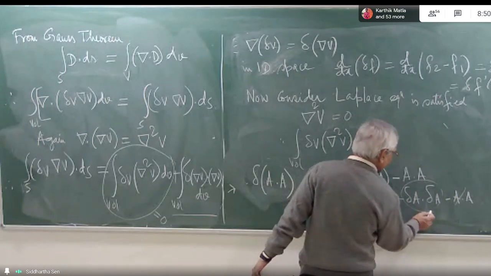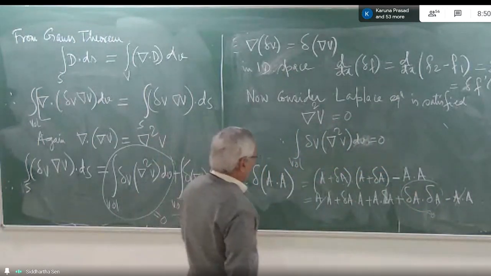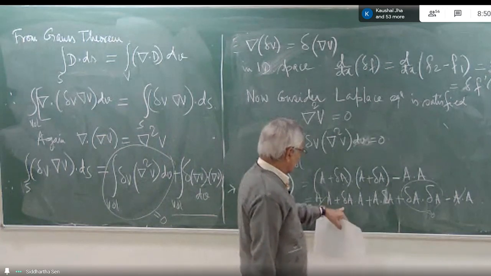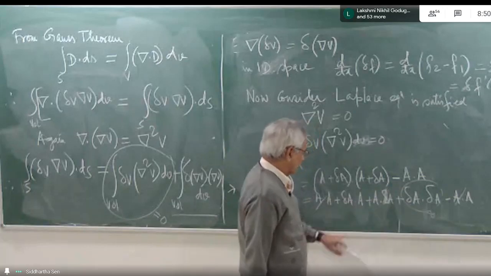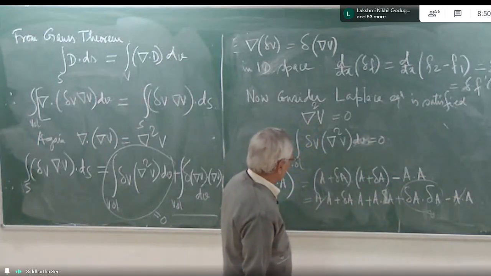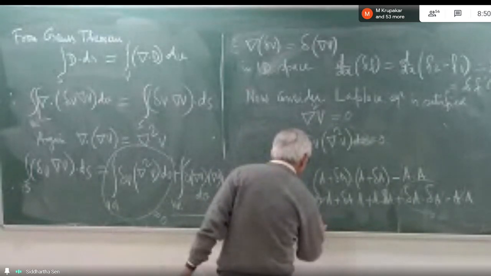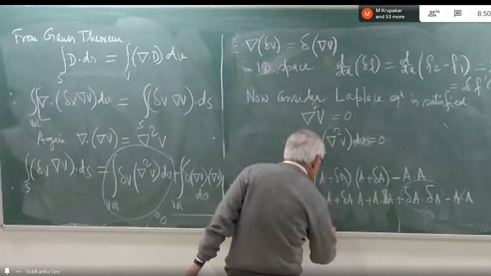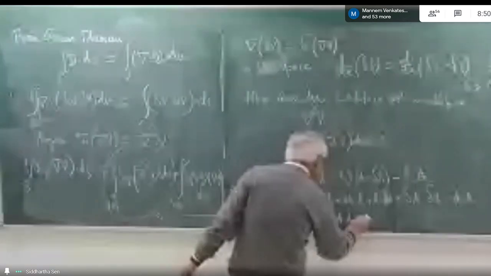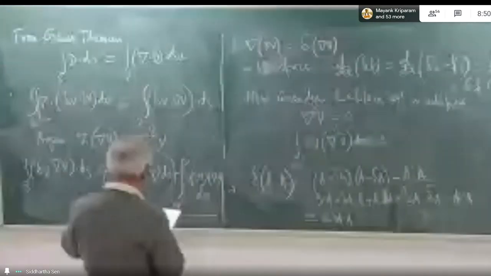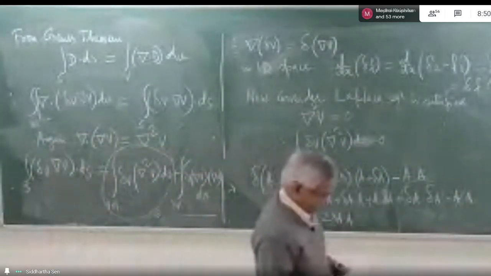This term is a very small quantity. I can consider it to be 0. And so what remains is delta A dot A and A dot delta A. Eventually it's a dot product, so both of them are the same. So what we can say is it is approximately equal to 2 into delta A dot A. Okay.